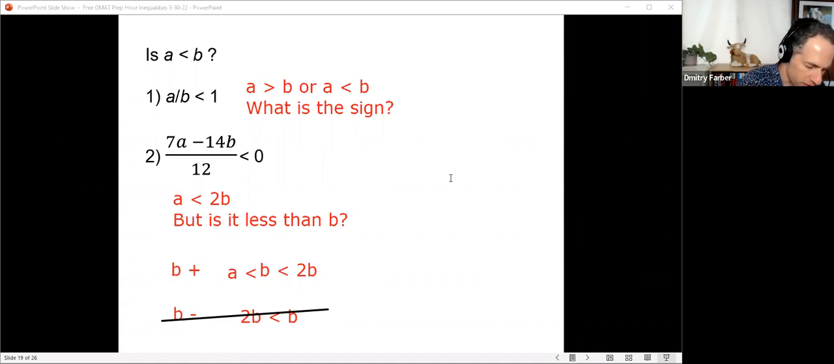If B is negative, but A is positive. But in that case, then A wouldn't be less than 2B. Yeah, so we can't have that case, right? Remember that A must be less than 2B because statement 2 says that it is. And that's where their constraint comes in.